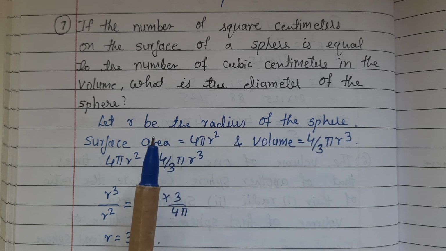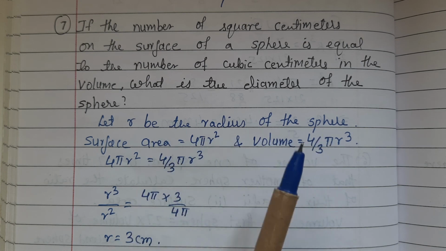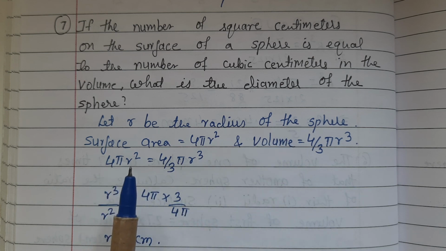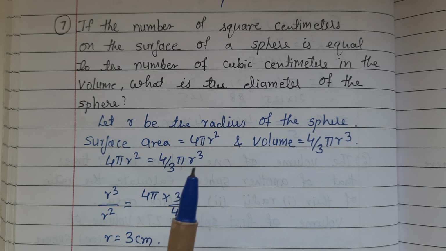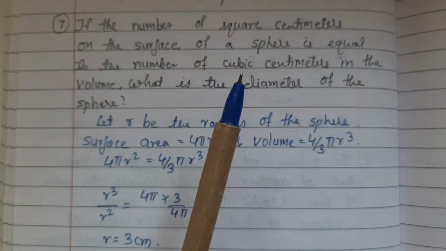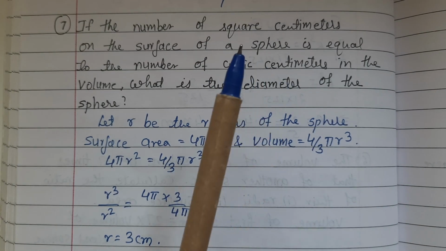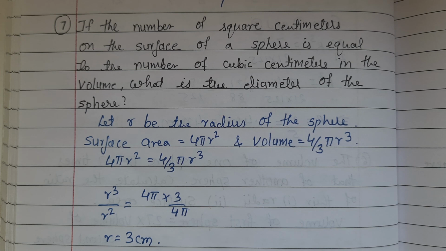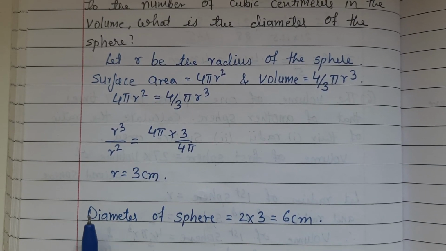Surface area is equal to its volume. Therefore, 4 pi r square is equal to 4/3 pi r cube. r cube upon r square is equal to 4 pi into 3 upon 4 pi. Radius is equal to 3 centimeters because it is in cubic centimeters and square centimeters. Therefore, diameter of sphere is equal to 2r, 2 into 3 equal to 6 centimeter.